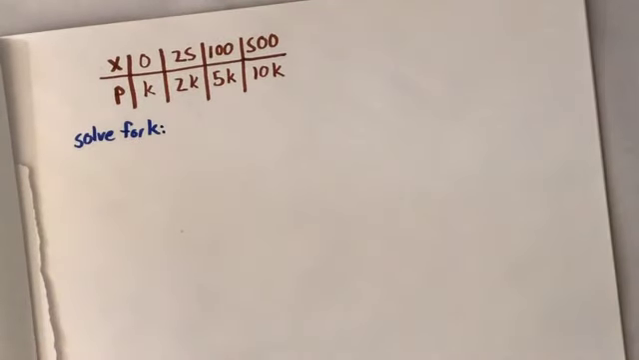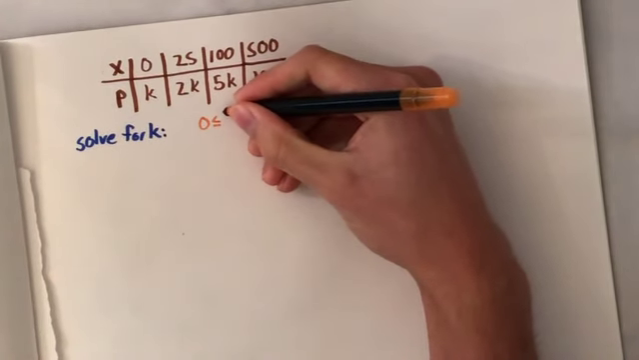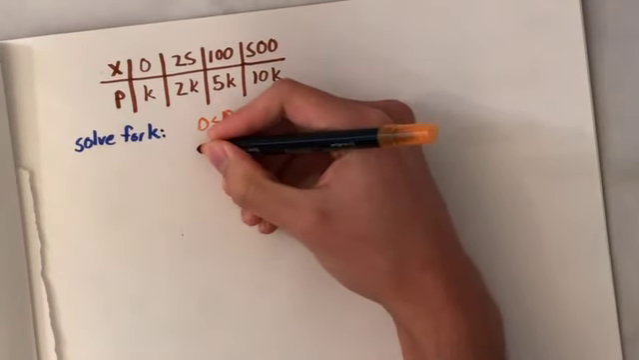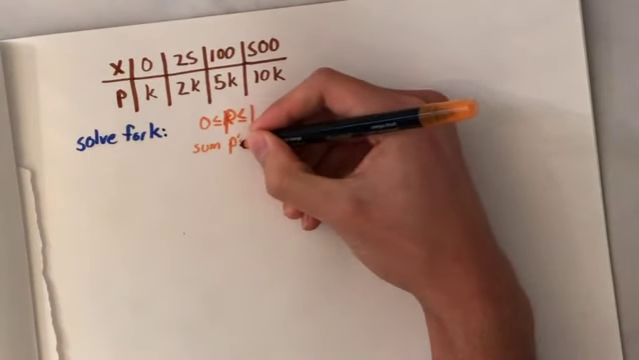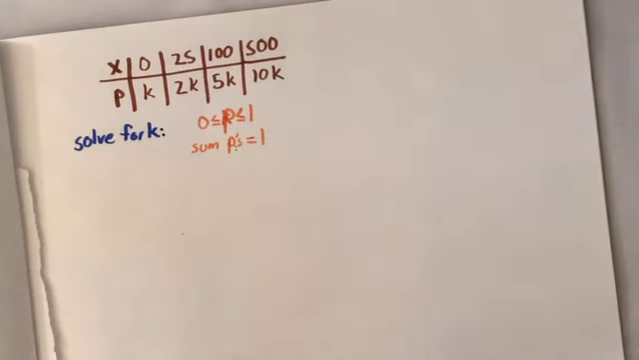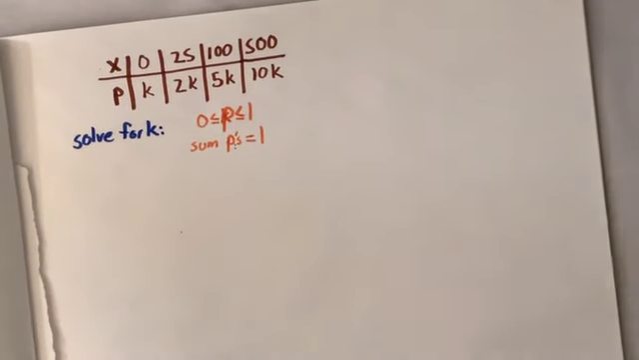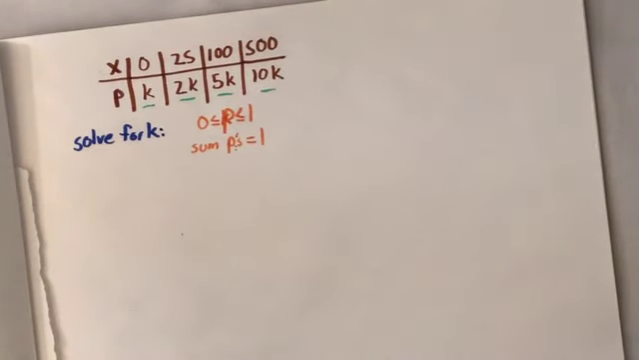Our first thought has to go to, what do we know that our probabilities have to be? Any probability has to be between 0 and 1, and all the probabilities added together, the sum of our p's, or pi's really, has to equal 1. That's particularly useful for this problem. So all of these, when we add them up together, have to add up to 1.